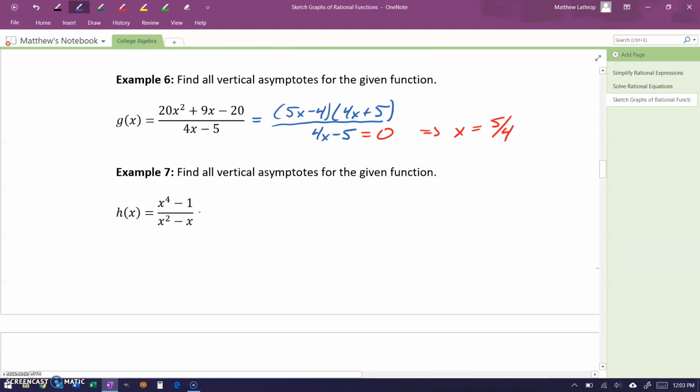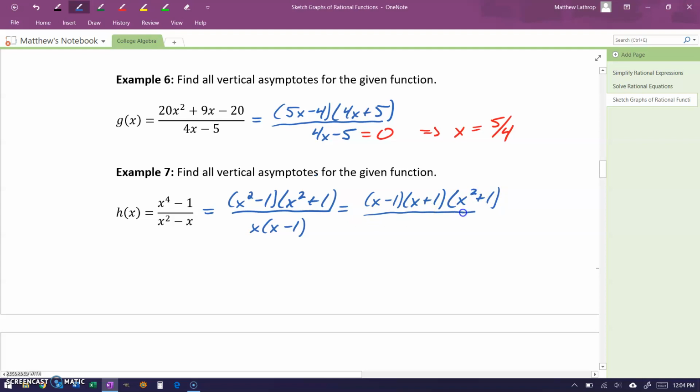In example 7, we again want to look at factoring this expression. The numerator will factor using difference of squares. And the denominator, we can factor out an x that's common between those two terms to get x times x minus 1. X squared minus 1 in the numerator will factor again by difference of squares, to get us to our fully factored expression.